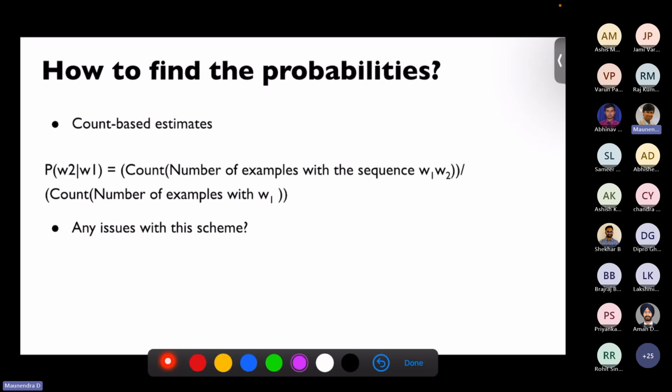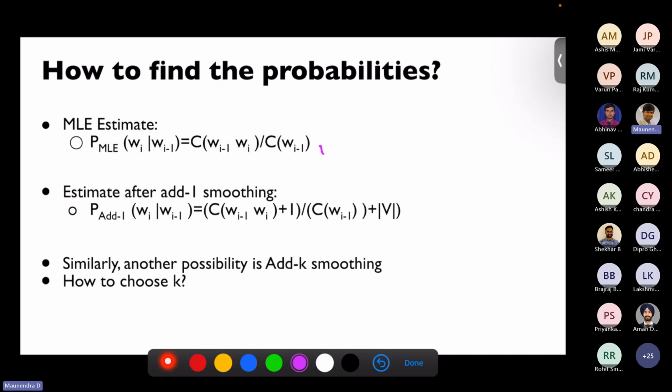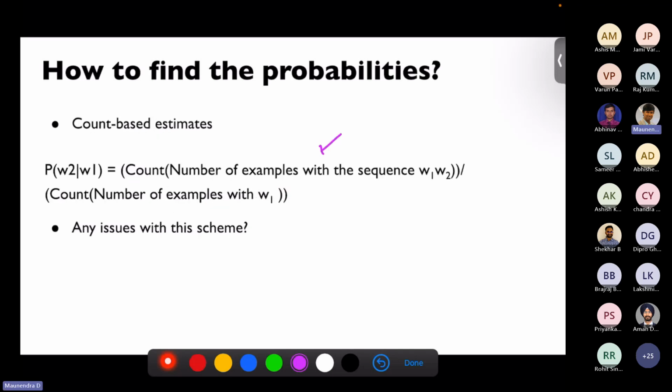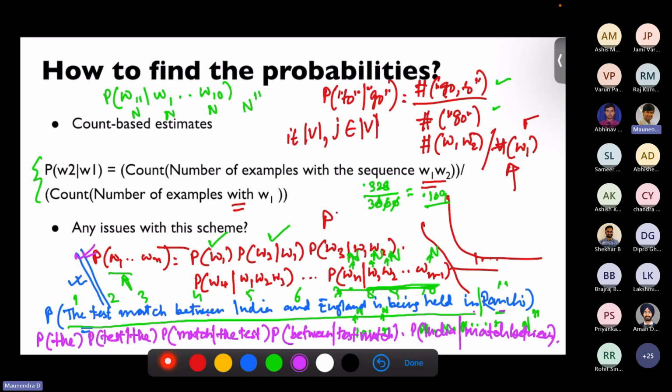These probabilities will be using the maximum likelihood estimate, which is nothing but the probability of wi given wi minus 1, computed from the counts, as we saw. However, the other problem that was raised was that if we have some probability which is very small, then due to the product the entire thing comes out very low. And secondly, the estimate is also not very reliable. So we need to do some kind of adjustment there to make sure that does not happen.